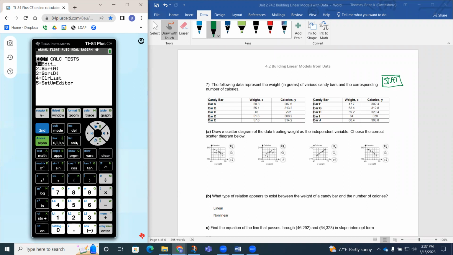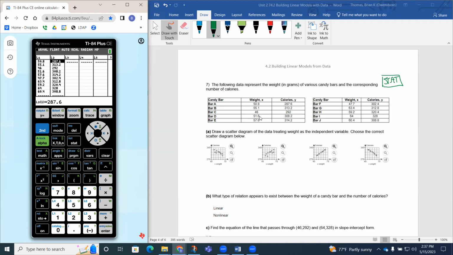Also, if you go to stat, notice that number 4, hit number 4 there, hit enter. And then if you want to clear a certain list, notice how you have L1, L2, L3, L4, L5, L6. If I want to clear L3, I could hit the second button and hit the 3. It'll say clear list L3, hit enter, and it'll clear list 3. Now, I didn't want to clear list 1 and 2 because I'm still using that data. So if I go back to edit again, you can see my data is still there.